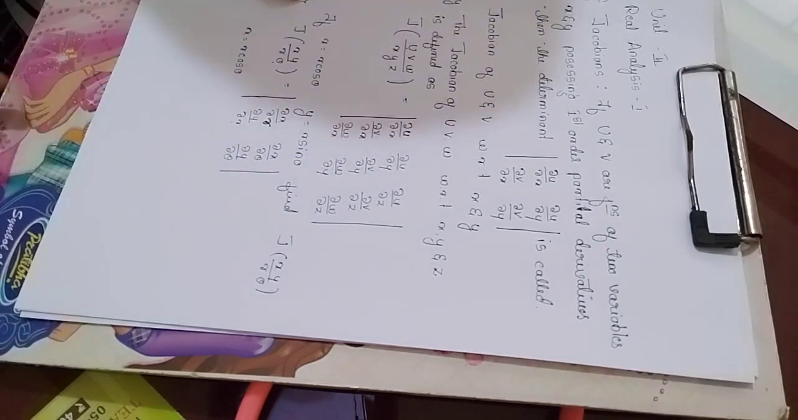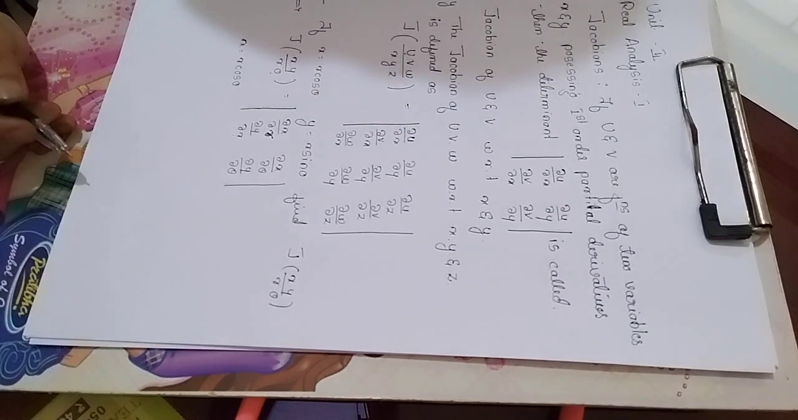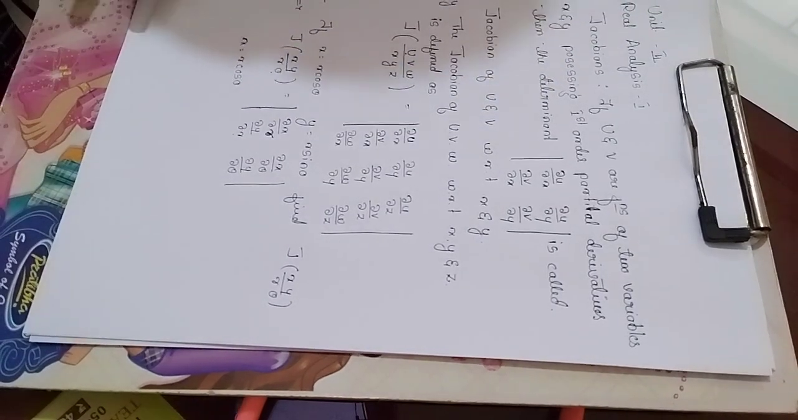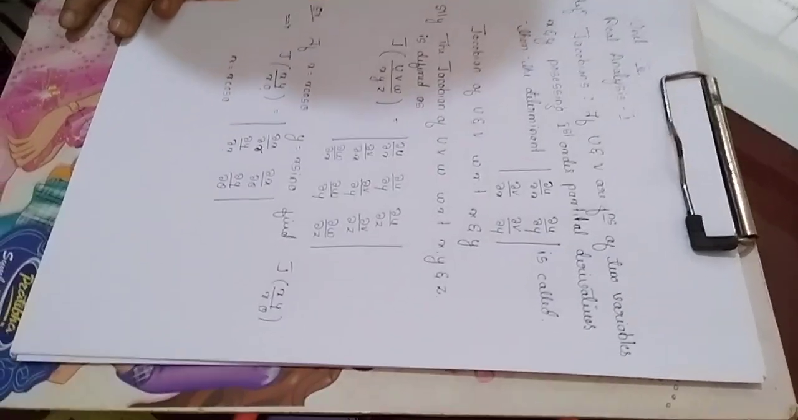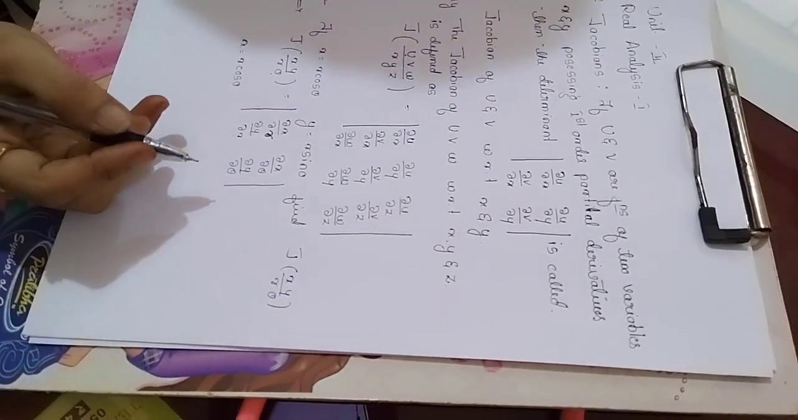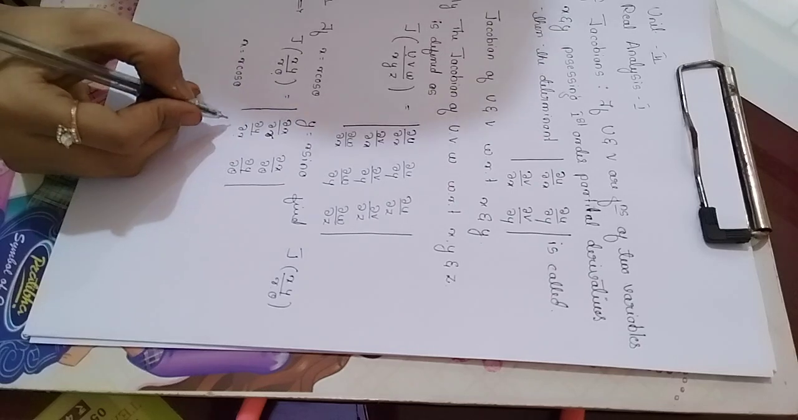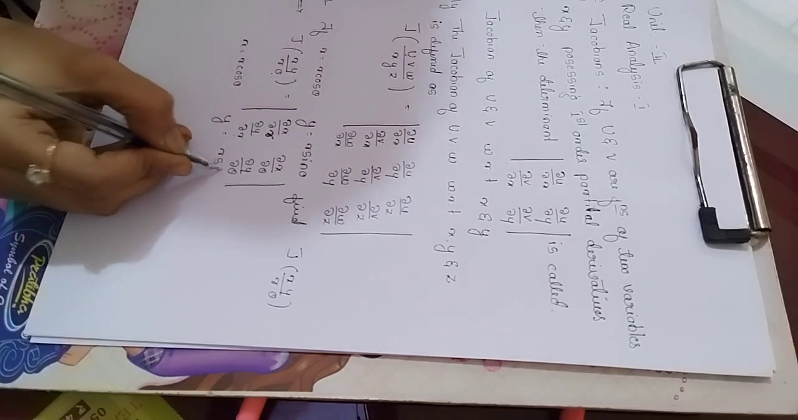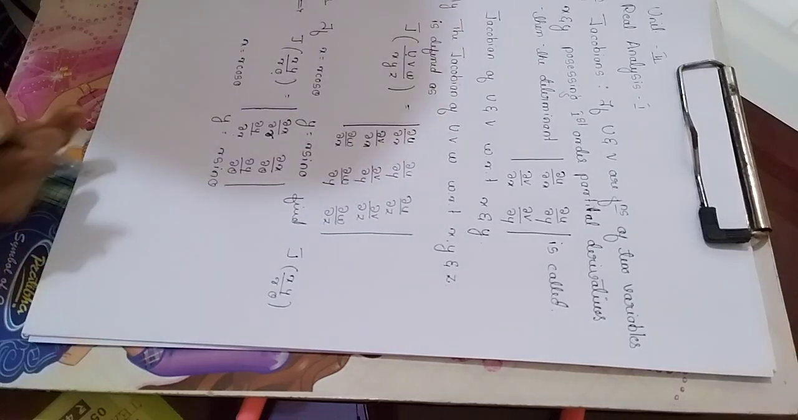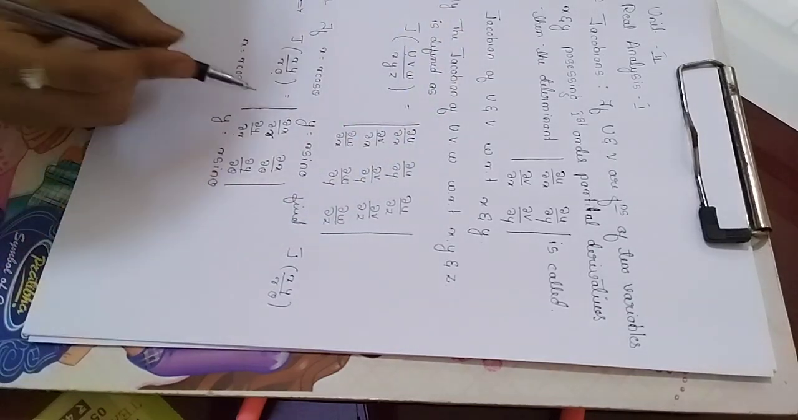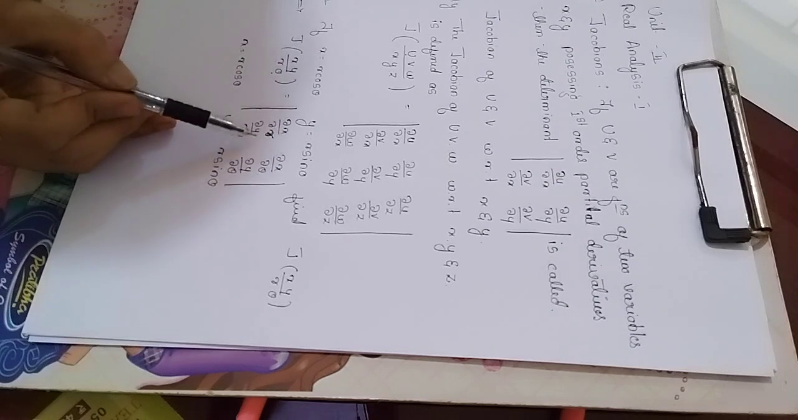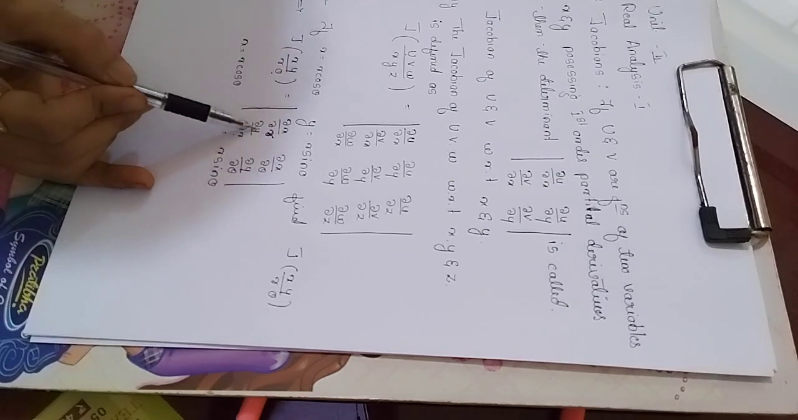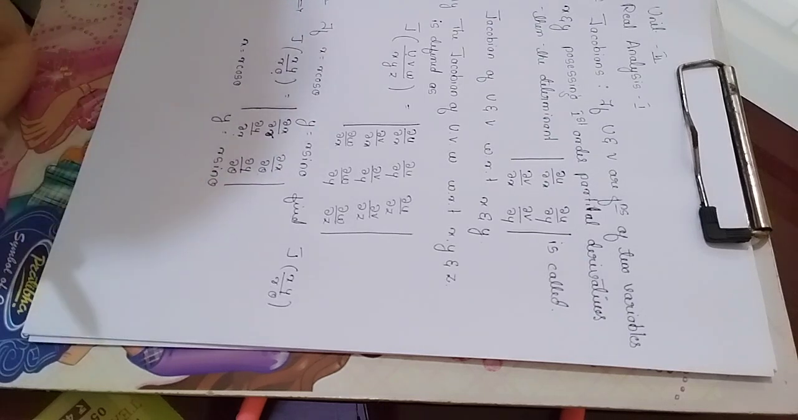Already it is given that x is equal to r cos theta, and y is equal to r sin theta. So find the values of dou x upon dou r, dou x upon dou theta, and dou y by dou r, dou y by dou theta.